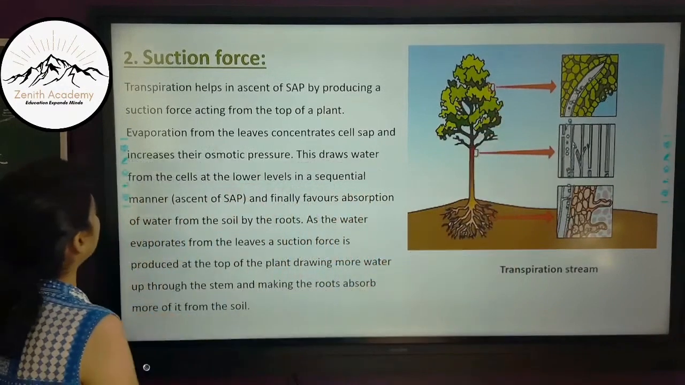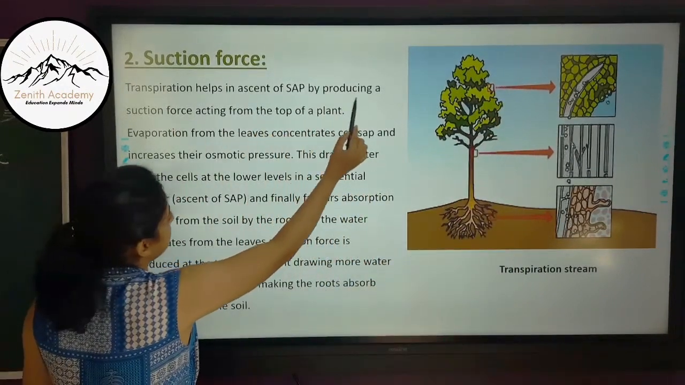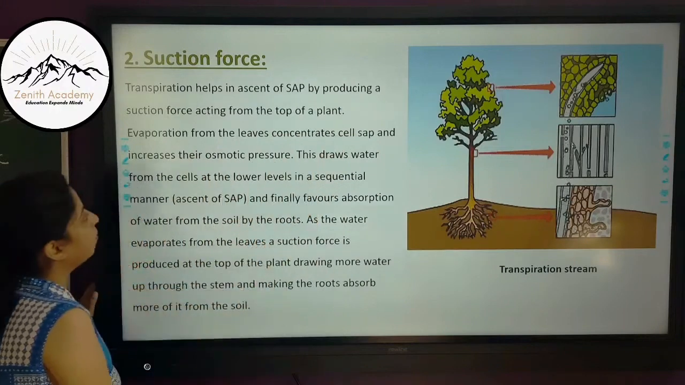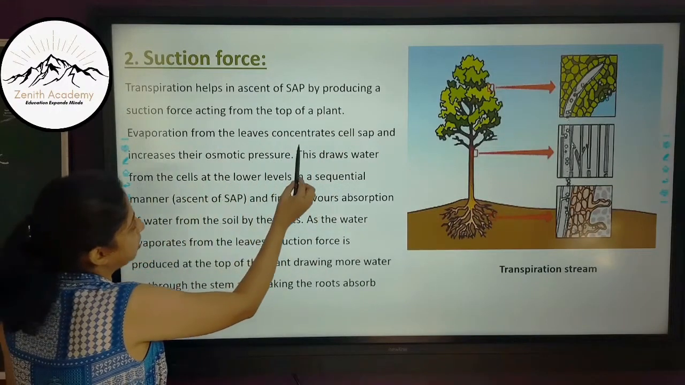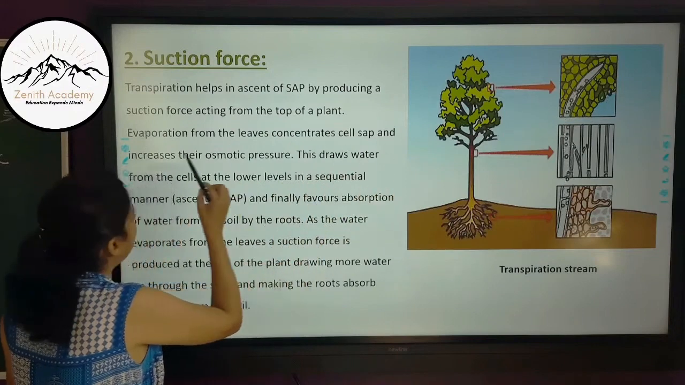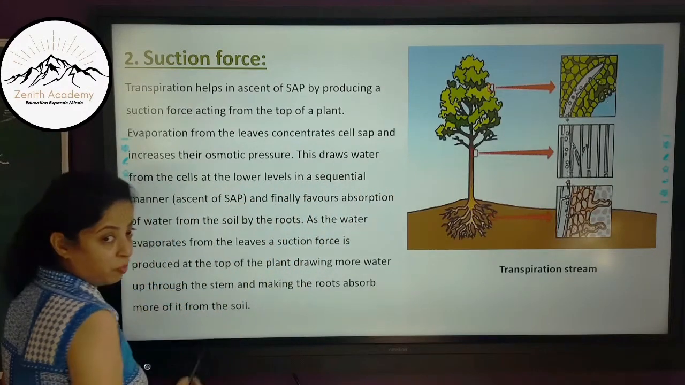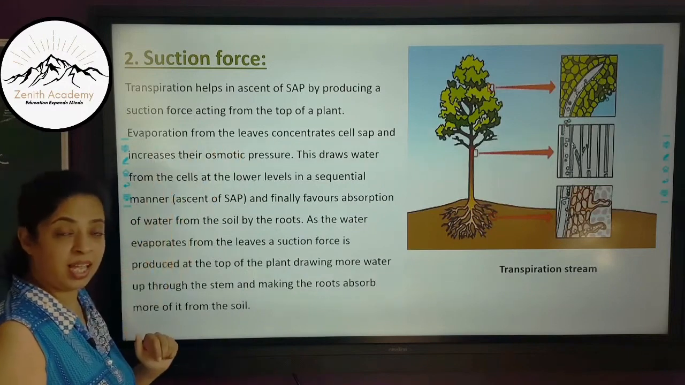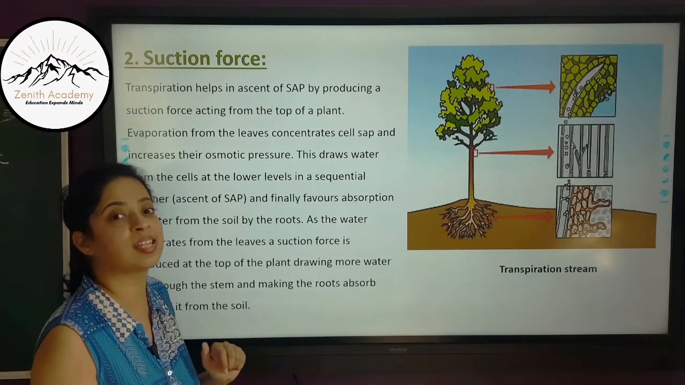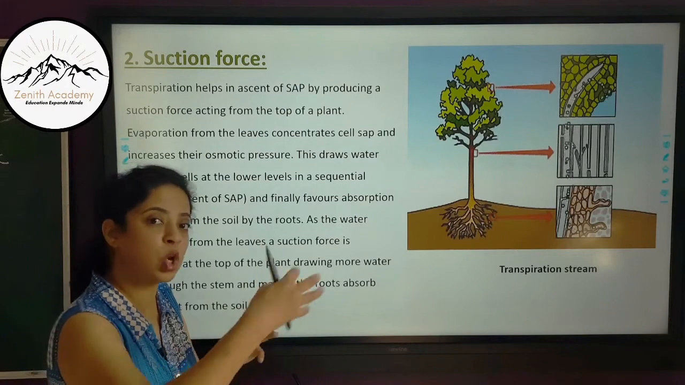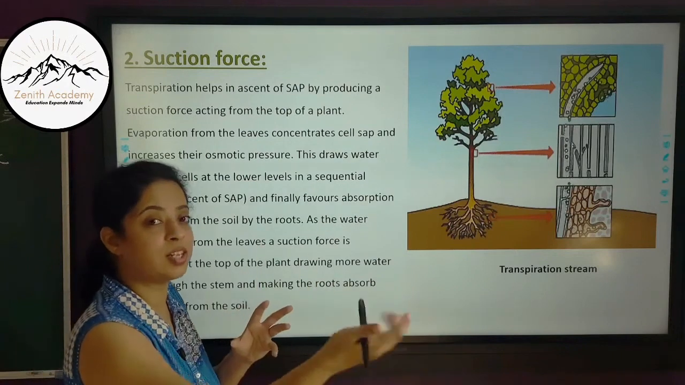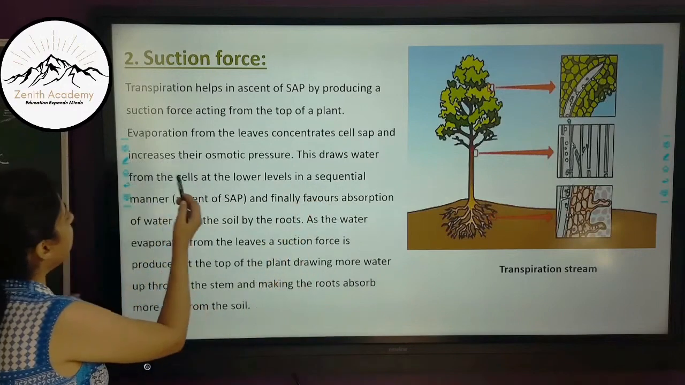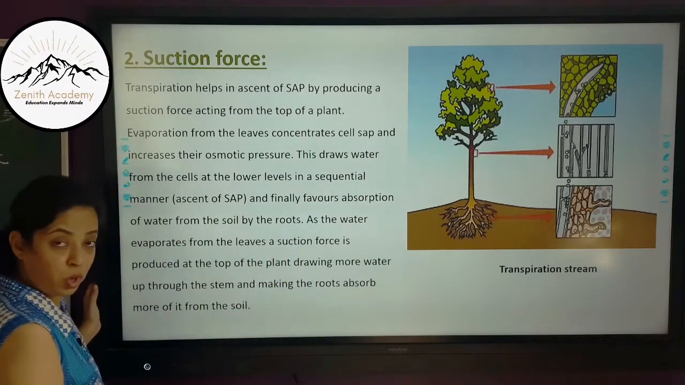So I'll read it again. Transpiration helps in ascent of sap by producing a suction force acting from the top of a plant. Evaporation from the leaves concentrates cell sap and increases their osmotic pressure. Now what does this mean? From the leaves, when evaporation is happening, the cell sap becomes concentrated. That is, the water is lost. So if the water is lost, it becomes less diluted, it becomes concentrated. So this increases their osmotic pressure.